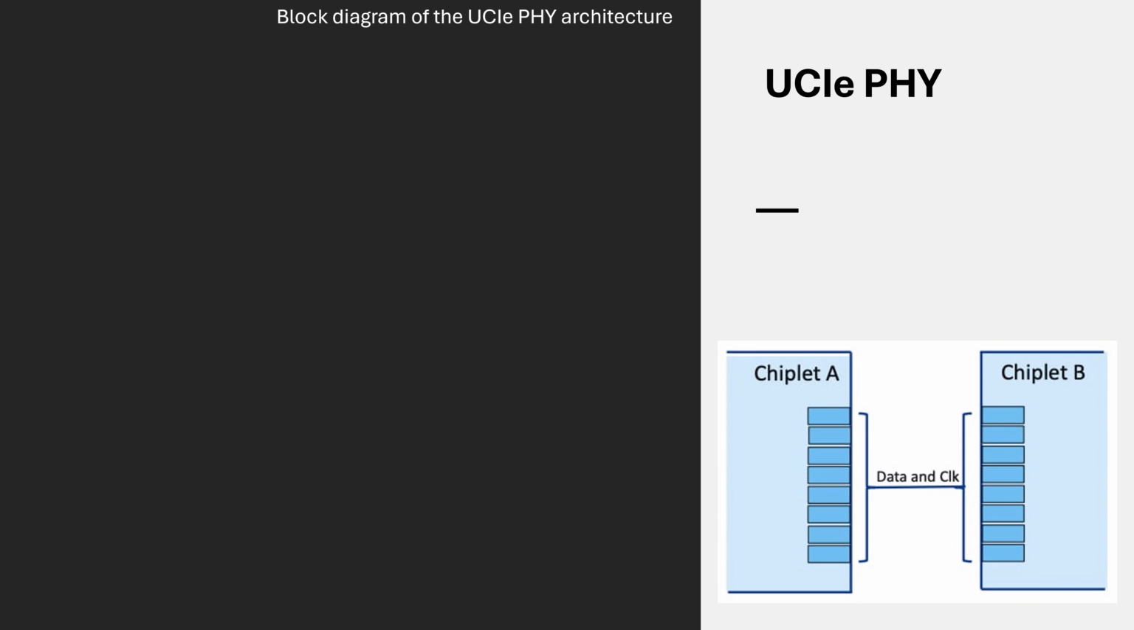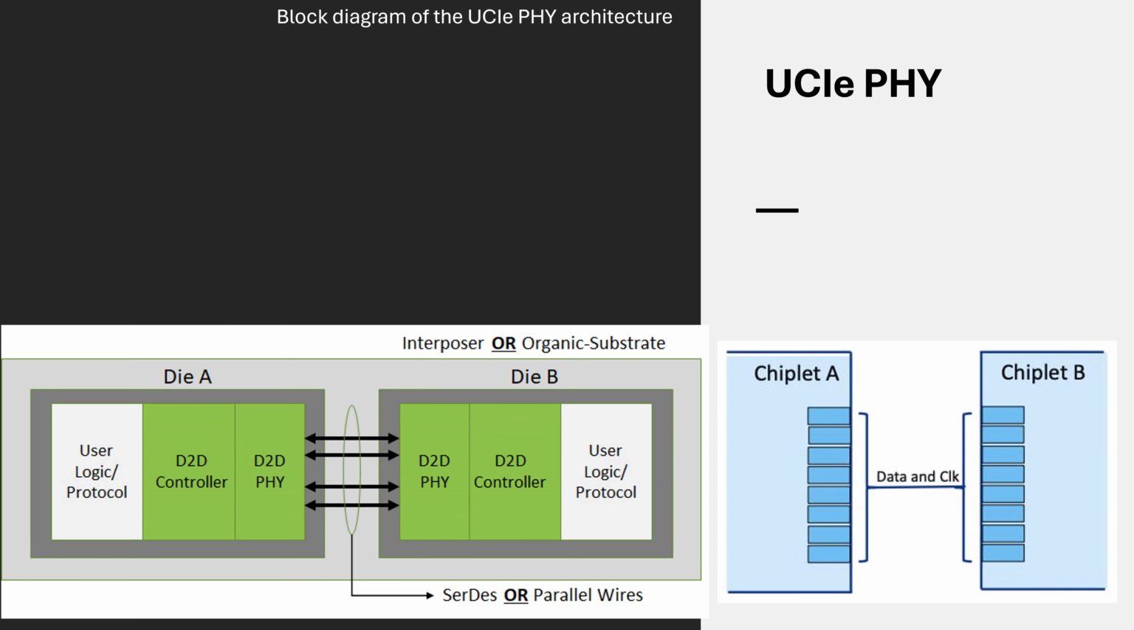Out of the 3 UCIe layers, let's look into the UCIe PHY, the physical layer. This protocol, UCIe Express, is developed as a standard for communication between two chiplets or two dies, die A and die B. From one die to the other, you can use parallel wires for the transmission of data, or you can use SerDes for the transfer of data.